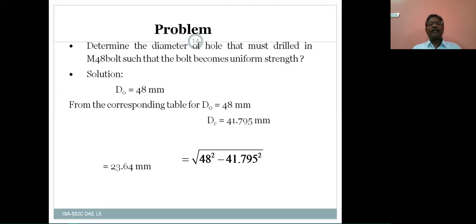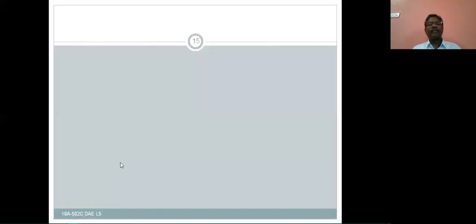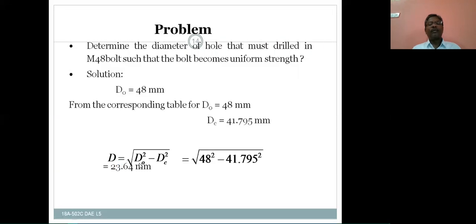And now let us see the formula. d is equal to the diameter of the hole to be drilled, which is equal to under root of D square minus dc square, 48 square minus 41.795 square. Finally you will get 23.64 millimeters as the diameter of the hole that must be drilled in a bolt of M48 to make the bolt of uniform strength.